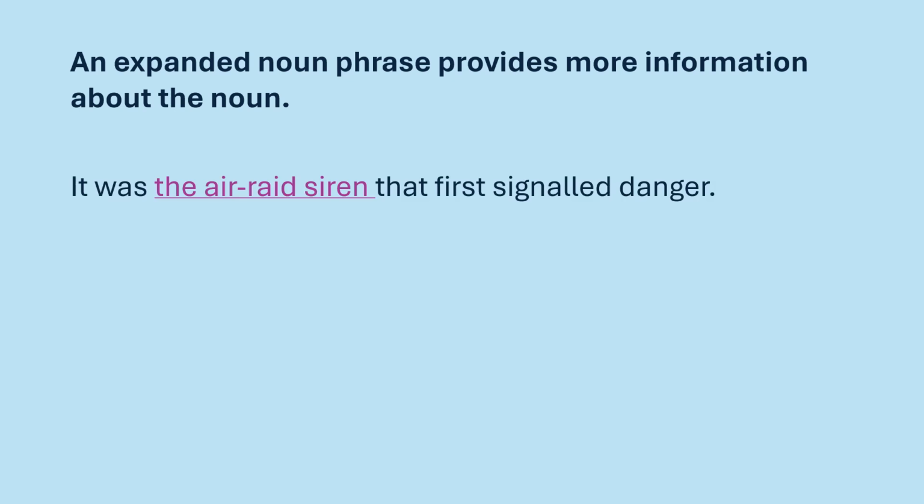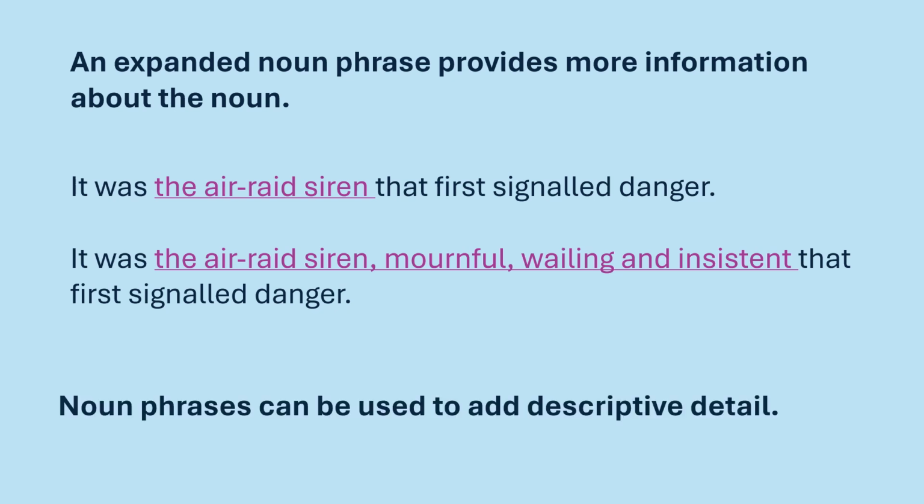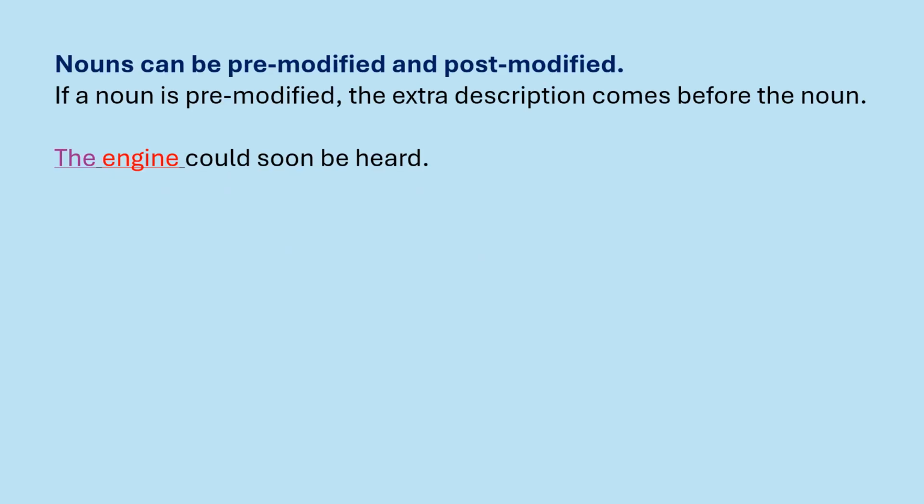An expanded noun phrase will give more information about the noun. So if I had, it was the air raid siren that first signalled danger, and I wanted to modify that siren, change and adapt it, give extra detail: it was the air raid siren, mournful, wailing and insistent, that first signalled danger. So noun phrases there used to add extra description. And you can pre and post modify nouns.